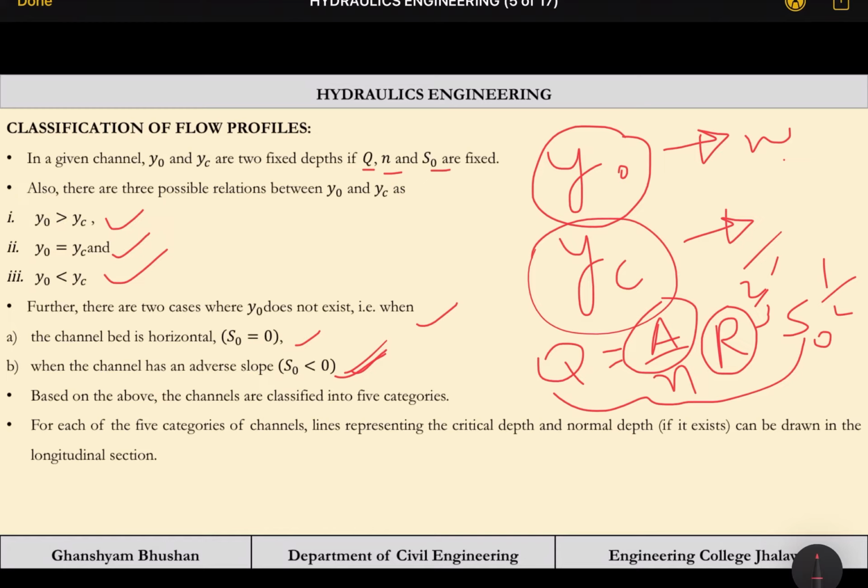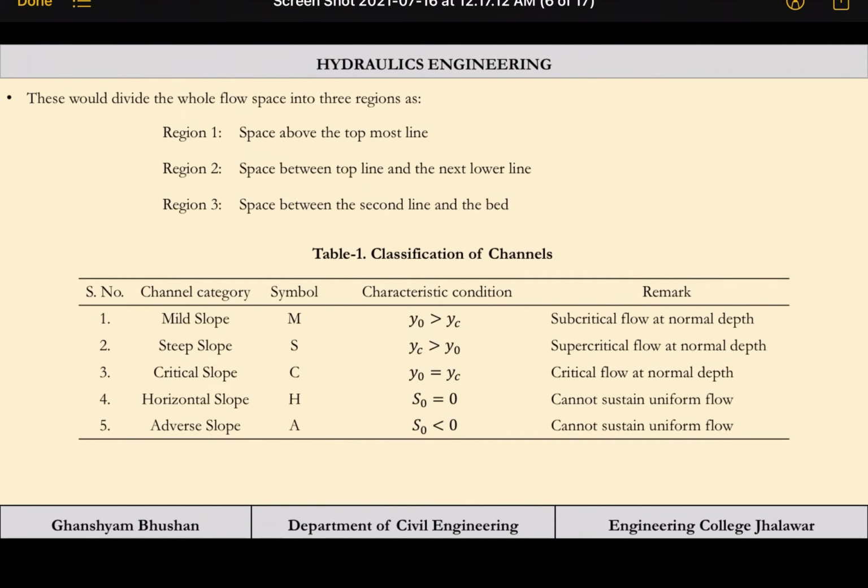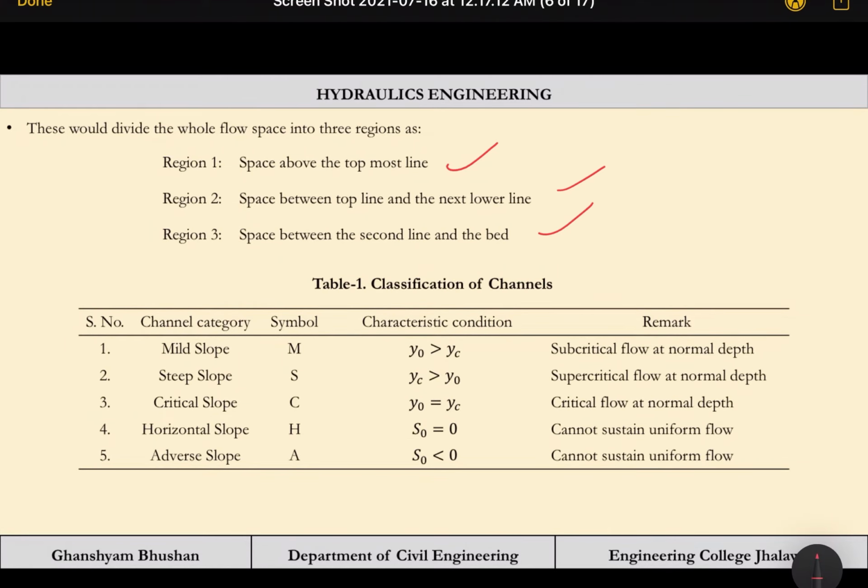Now based on the above, the channels are classified into 5 categories. So we will see what these 5 categories are. For each of the 5 categories of channels, lines representing the critical depth and normal depth can be drawn in the longitudinal section. This we are going to see in detail. Also, for a given channel classification, there can be three regions: region 1, region 2 and region 3. So these are the 5 possible channel categories: mild slope, steep slope, critical slope, horizontal slope and adverse slope. These are the possibilities which we will be seeing.